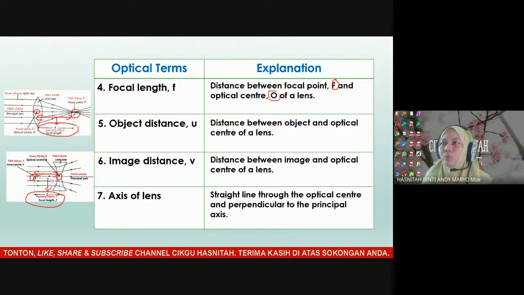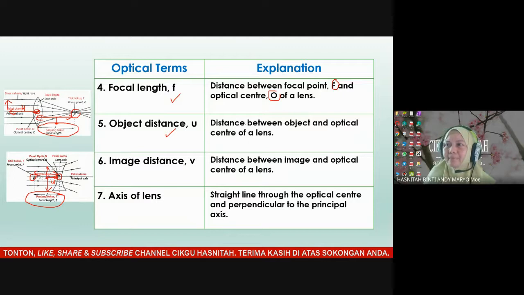While the fifth term is object distance, with the symbol small u. Object distance is defined as the distance between the object and the optical center. Let's say we place an object here. The distance of this object to the optical center is called u. Same goes for the concave lens. Let's say I place the object here. The distance between this object and the optical center is called object distance.